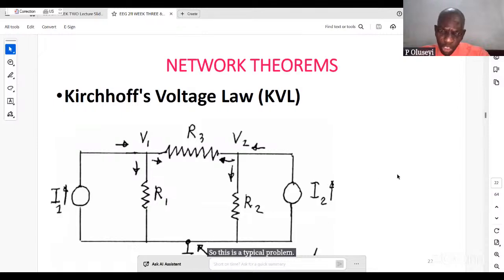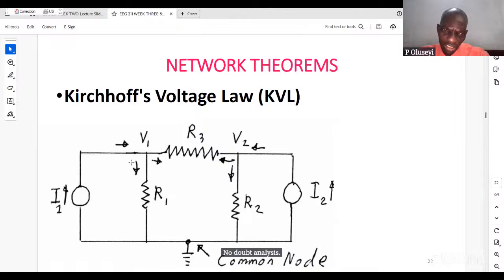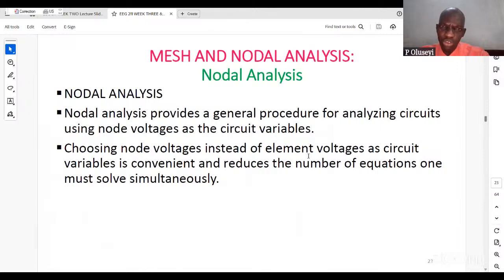And this is a node, a common node. So we already know that if you are dealing with it with nodal analysis, you will have the current flowing out that way. So we want to move to nodal analysis now. We have been able to establish Kirchhoff voltage law and Kirchhoff current law. The two of them are going to be very much useful when we are dealing with nodal analysis and mesh analysis.